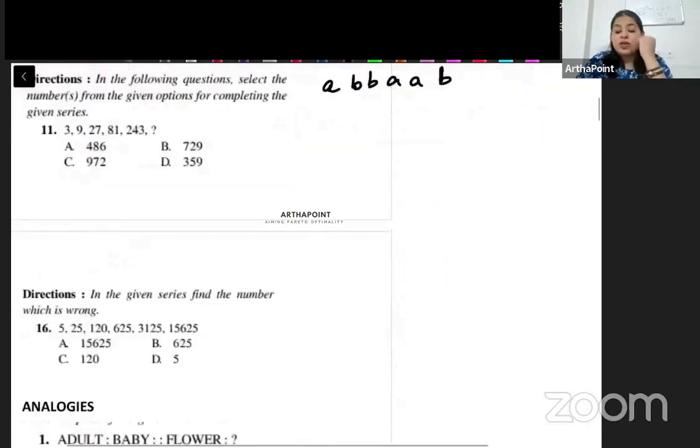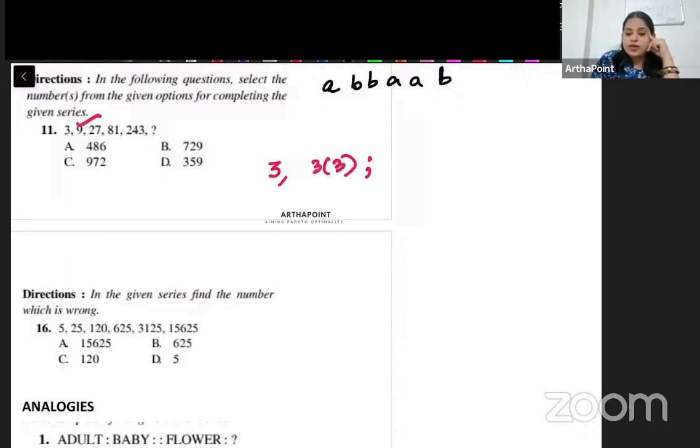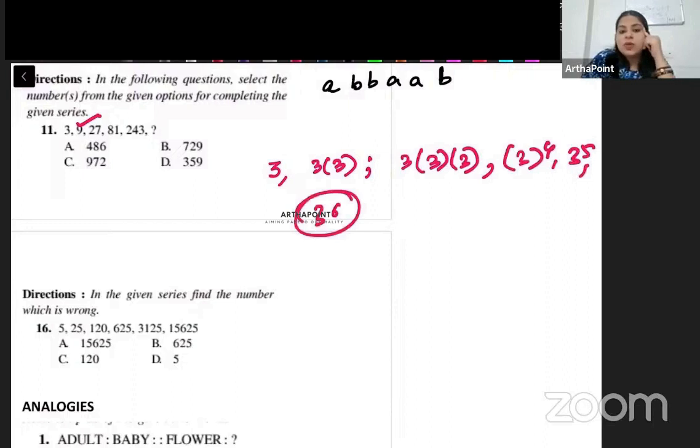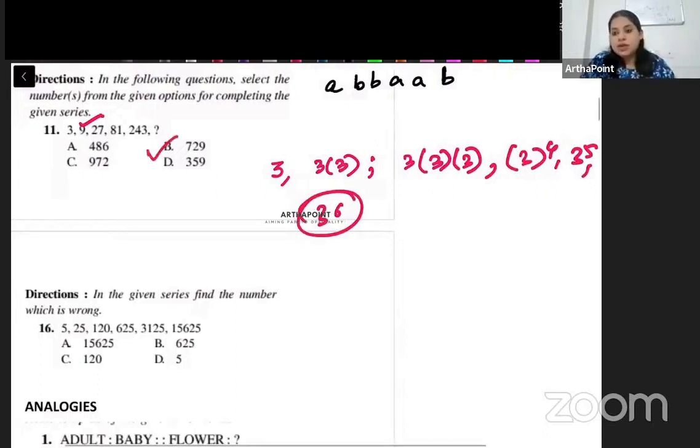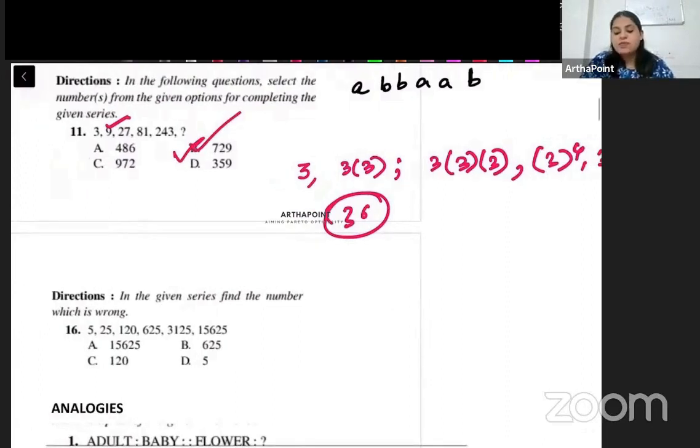So this is asking in the following question, select the number from the given options for completing the given series. तो अगर इस केस में हम देखें, then I have 3 and then I have 3 into 3 square. Then I have 3 into 3 into 3 cube. Then I have 3 to the power 4, 3 to the power 5. So next should be 3 to the power 6. And we know that 3 to the power 6 is going to be 729. So answer to this question will be B. It should be 729.